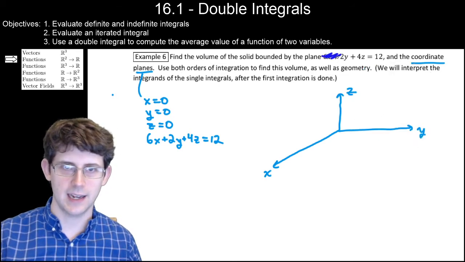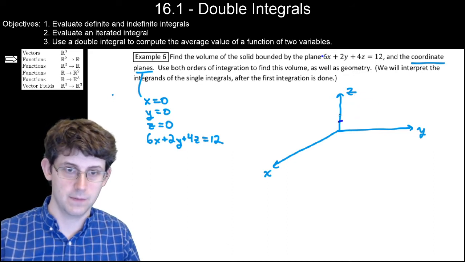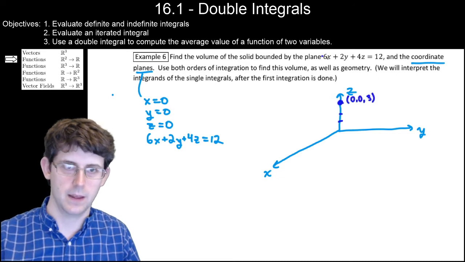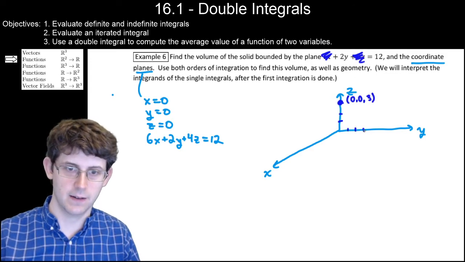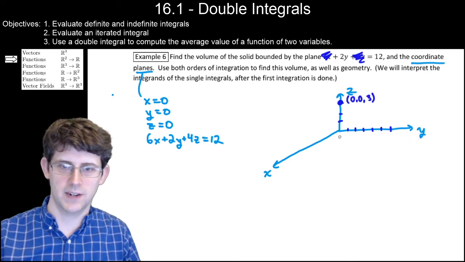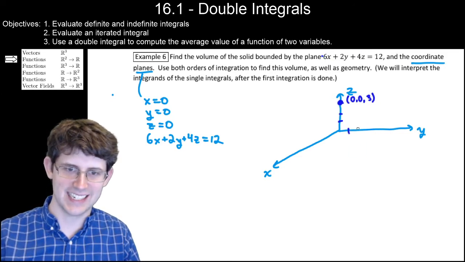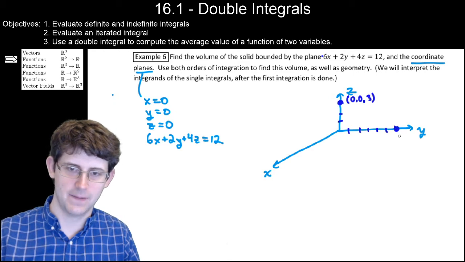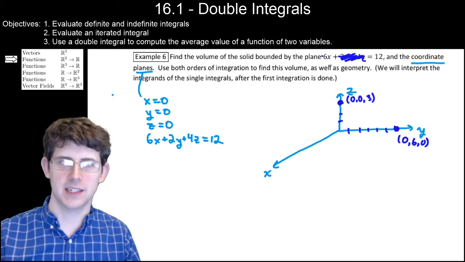So if you let x and y both be 0, you can see that z is 3. If you let x and z be 0, you can see that y is 6. Oh no, I forgot to undo. If x and z are 0, y is 6, yeah. And if y and z are 0, you can see that x is 2.